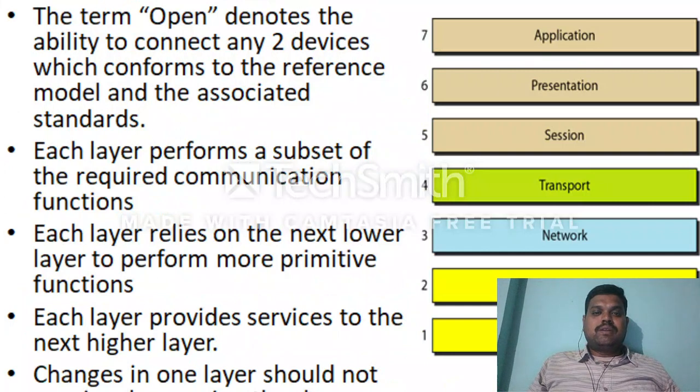In Open System Interconnection, the word open denotes the ability to connect any two devices which conform to the reference model. That means any two systems that conform to the standard protocol structure of the OSI model are able to communicate in computer networks, right? And each layer has a subset of required functionalities and well-defined interfaces, well-defined functionalities.